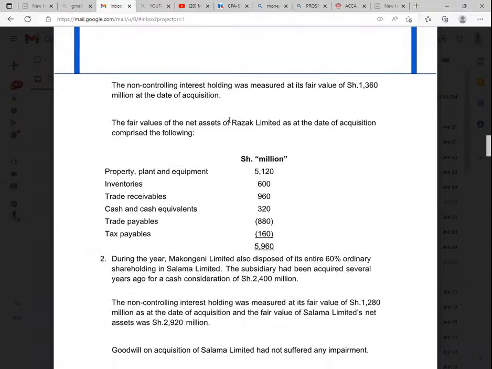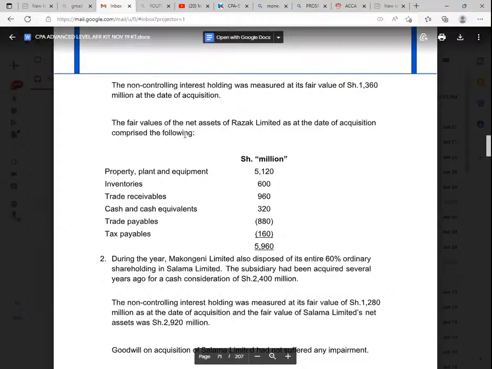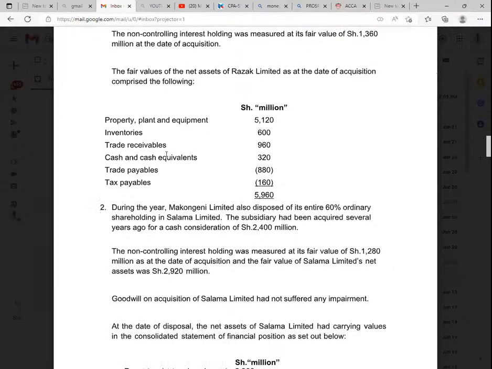The fair values of the NCI of the net assets of EIIHE Limited as at the date of acquisition comprise the following. Property, plant, and equipment, we can see those things.